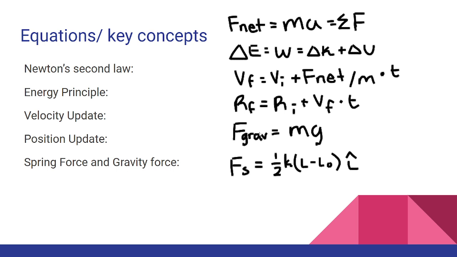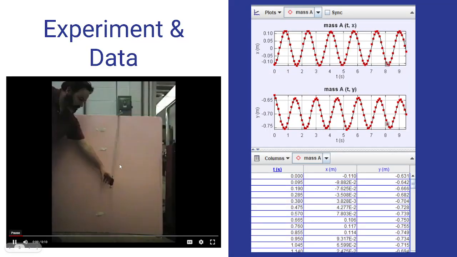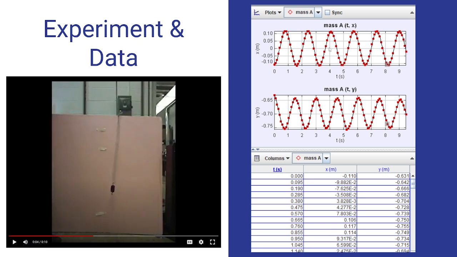Gravity force, which is obviously just mg, and spring force, which is 1/2 k (L minus L0) to get the distance, times L hat. Alright, so the experiment and data. This is the experiment I used, the given experiment right here. And using Tracker data, this is the data we got.